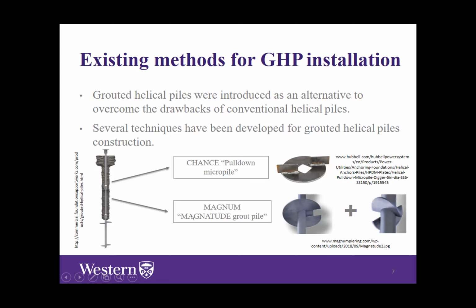It's nearly the same concept used by Magnum, but instead of adding an additional plate here, they just set a displacement plate between the pile helices, as in this one. So once the pile is rotated, this displacement plate also creates a cavity around the pile, and this cavity is filled with the neat cement grout to form the grout shaft.